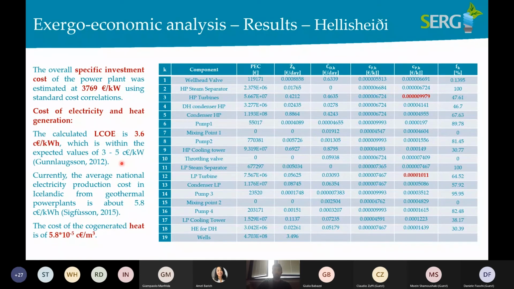Furthermore, the exergo-economic analysis also allowed the estimation of the heat cost, which was found to be 5.8 times 10 to the minus 5 euro cents per cubic meter of hot water.